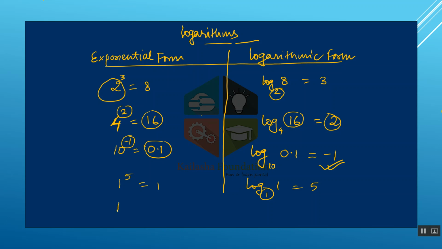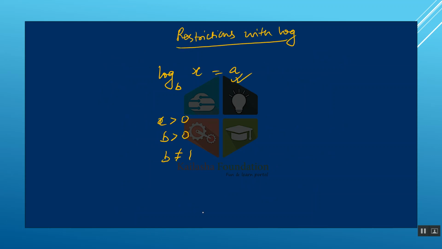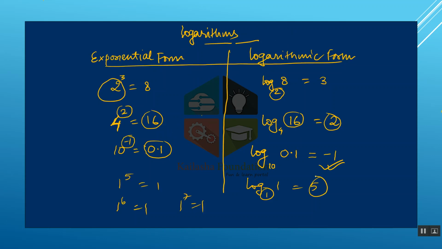Okay, because 1 raised to the power 6 will also be 1, 1 raised to the power 7 will also be 1. So how can we be sure about the answer that it will be 5 only? It can be 6 also, 7 also. Okay, that's why, because logarithm is a function, it has to give a unique value.